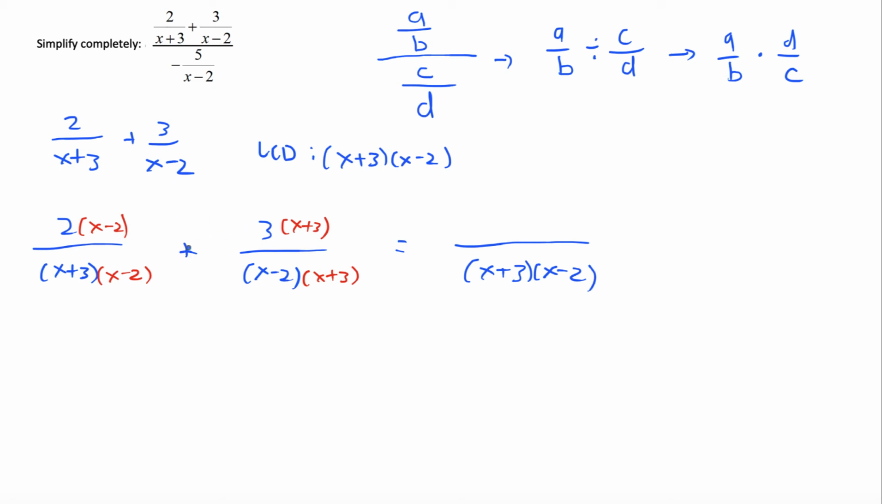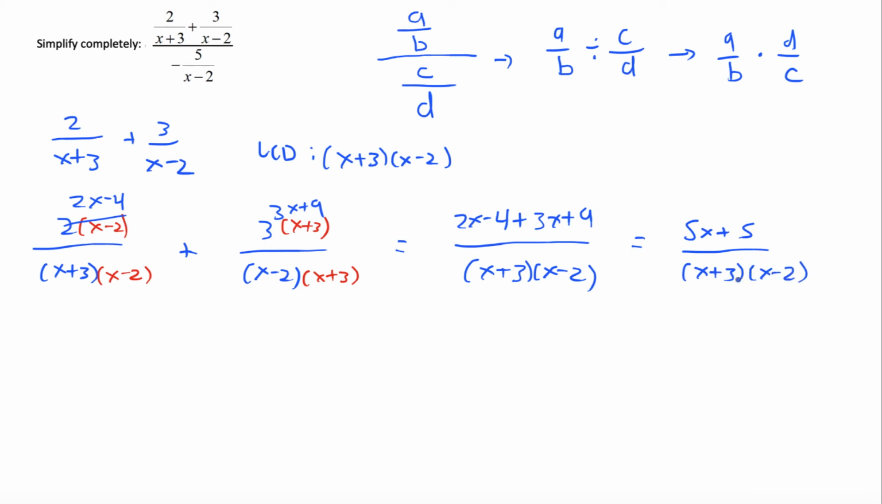Before we actually do combine them, let's just clean this up a little bit. This becomes 2x minus 4 here. This becomes 3x plus 9, so we can add these together now: 2x minus 4 plus 3x plus 9. Combining those terms, we get 5x plus 5 all over x plus 3, x minus 2.